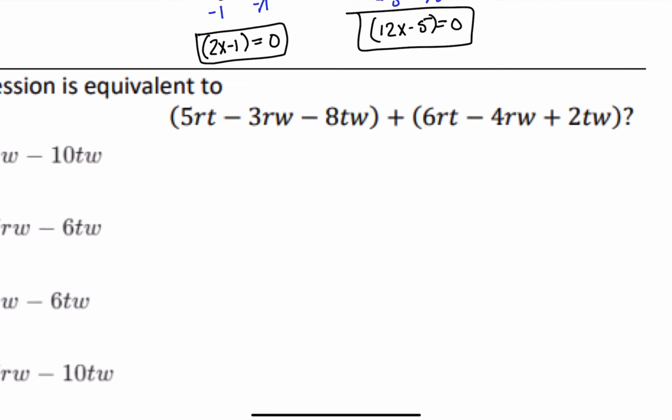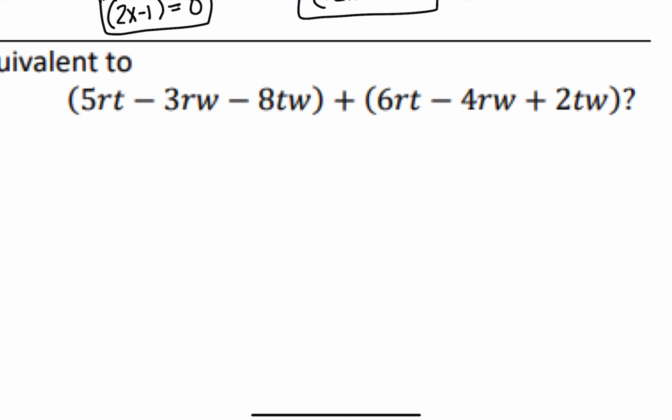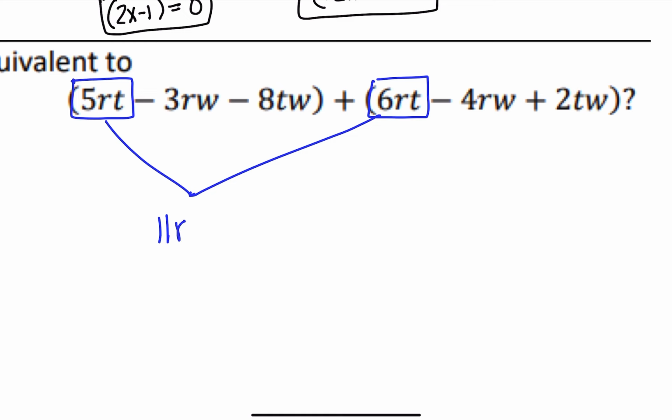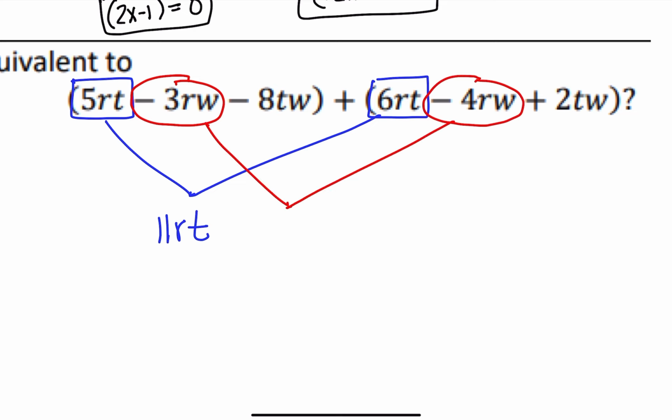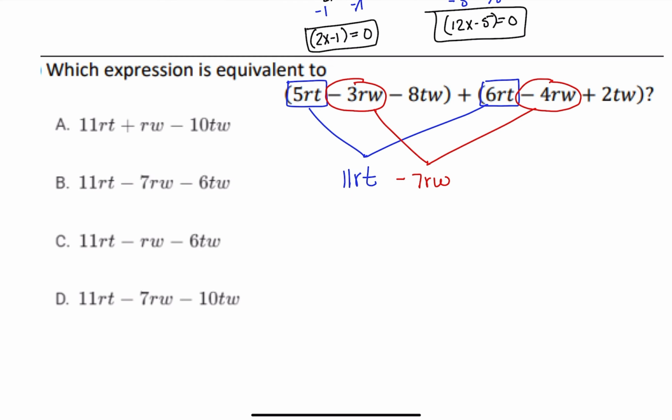Now, lastly, on our warm-up, all we have to do is combine like terms because there's a plus sign. So I'm going to get 5RT, and I'm going to add that to 6RT. That gives me 11RT. Then I'm going to take -3RW to -4RW. So -3 plus -4 gives me a -7RW. So I'm going to look at my answer choices. I'm going to get rid of A because that doesn't have a negative 7, and I'm going to get rid of C because that doesn't have a negative 7.